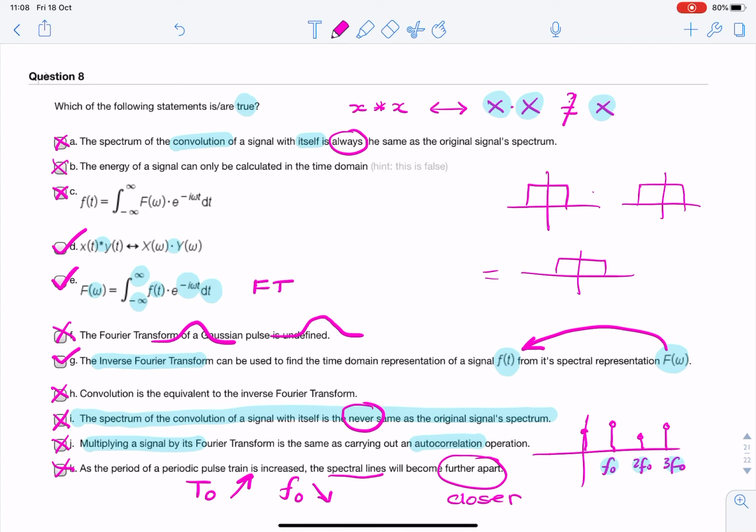So which of the following are true? There can be more than one answer. In this case, there are 3 answers. And that's the final answer.